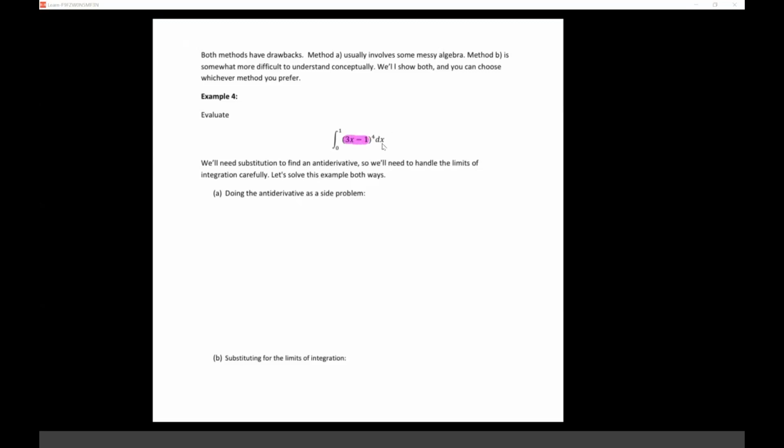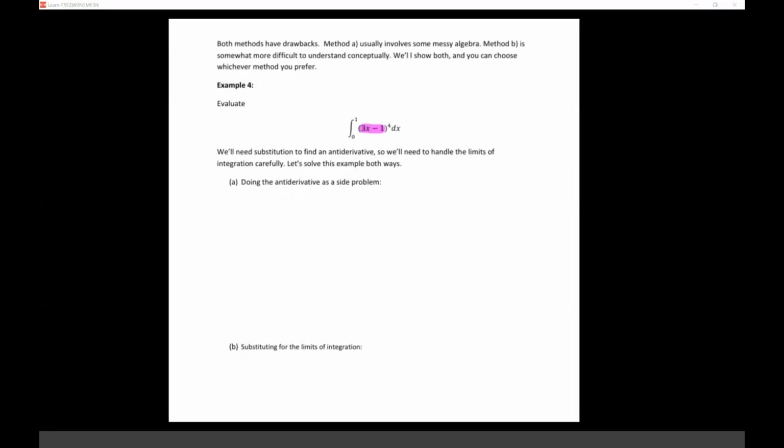Because again, I can take care of the constant that doesn't match. I just can't take care of a power of x. All right, so this derivative has x to the 0 as the power of x in its derivative. And that's what I've got here. I don't have any other x's that are visible. Okay, so I'm going to do it with the antiderivative as a side problem, method A first.